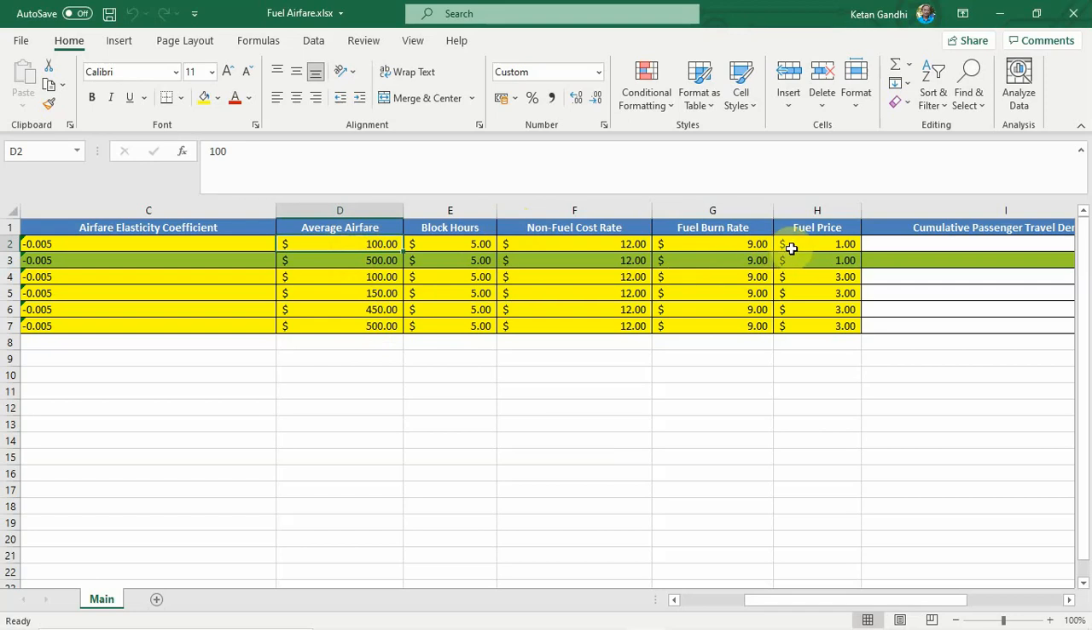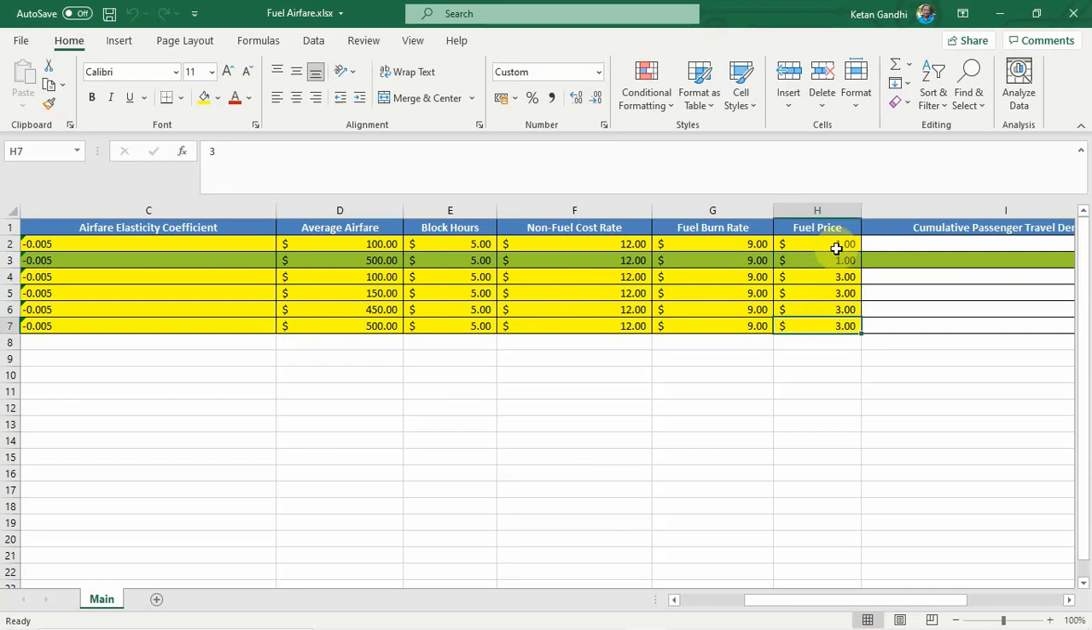Here there is a change in the fuel price for both examples. It is $1 per gallon per hour, and this is also $1 per gallon. If we change this particular fuel price from $1 to $3, the calculation changes with the average fare also. And in the rest of the examples we have used $3.